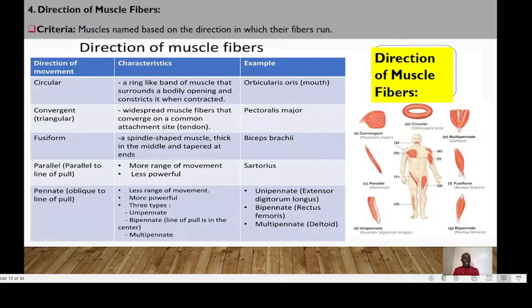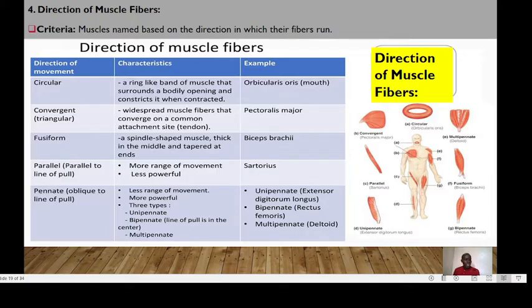We also have the convergent. This is widespread muscle fibers that converge to a common attachment site, a good example being the pectoralis major muscle. We also have the fusiform, a spindle-shaped muscle, thick in the middle and tapered at the end. The best example is the biceps brachii muscle. We have the parallel line of pull, so we have more range of movement and it's less powerful. A good example is the sartorius muscle, which is a parallel muscle. It's also the longest muscle you should know.